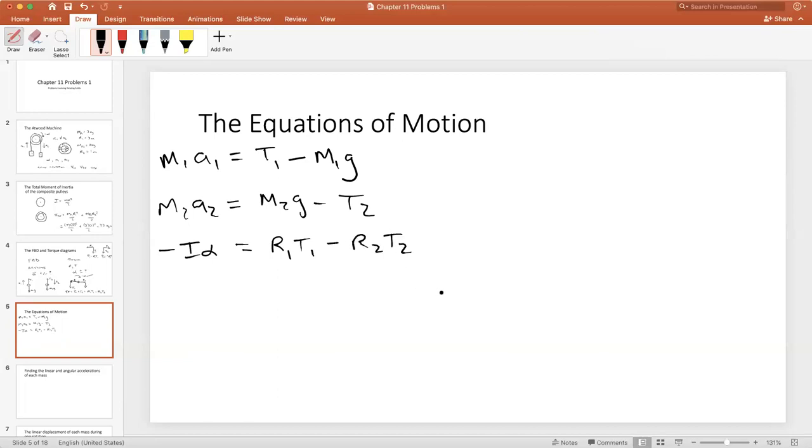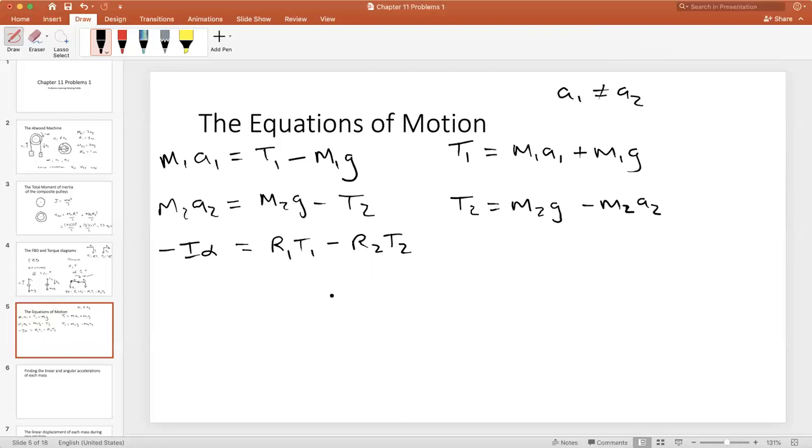And so we need to do a little bit of work now before we move on. Let's set this equal to T1, set this equal to T2. So T1 is m1a1 plus m1g. And T2 is m2g minus m2a2, okay? Also keep in mind, a1 does not equal a2, but we do have our rolling without slipping condition. So a is equal to R alpha. And then here I want to distribute this negative sign. So I get I alpha is R2 T2 minus R1 T1.